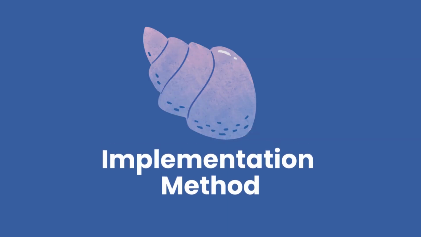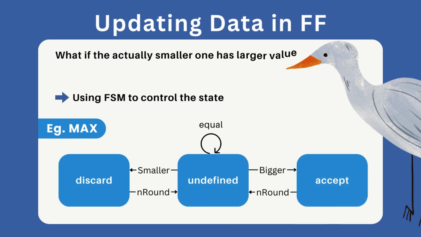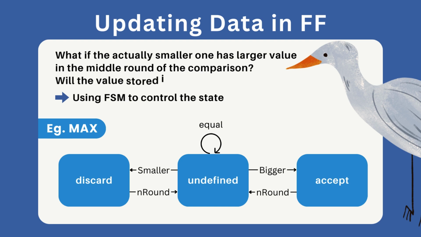And this is our implementation method. So how do we update data in the flip-flop? What if the actually smaller one has a larger value in the middle round of the comparison? Will the value stored in the flip-flop become neither A nor B? So we use an FSM to control the state.